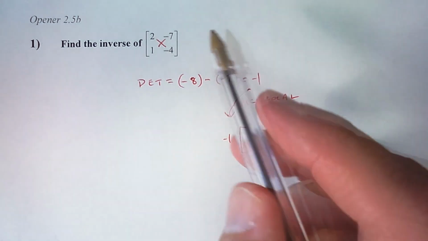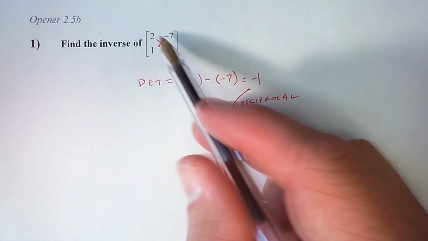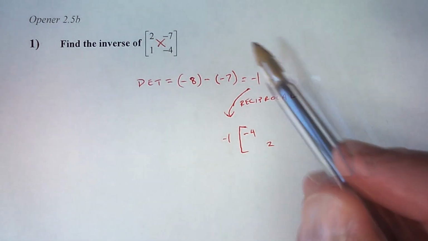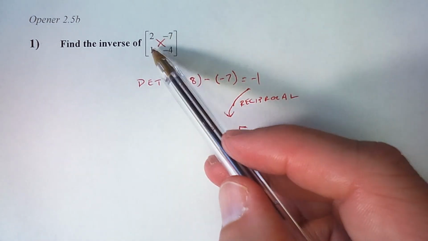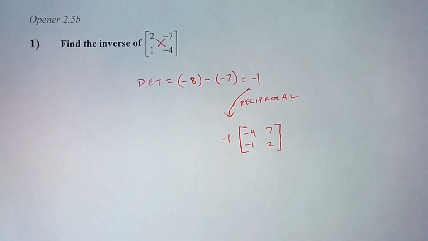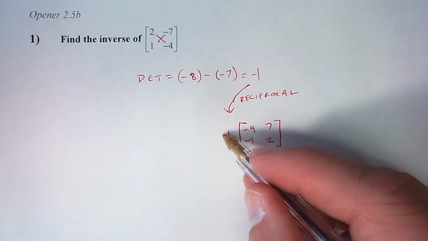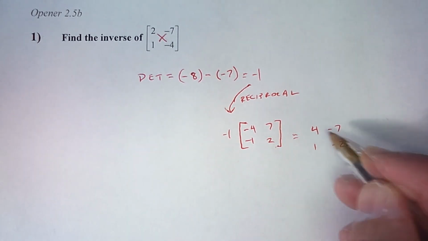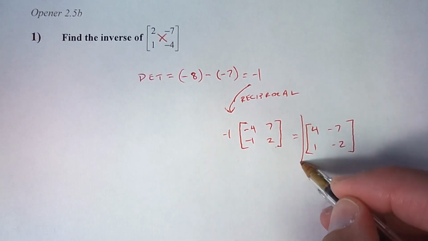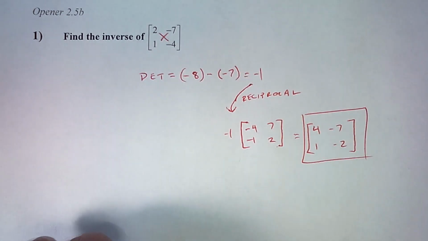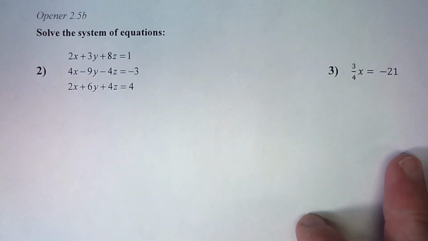When I bring this matrix down, in order to find the inverse, I'm going to switch the elements of the main diagonal, so they trade places. And I'm going to negate the elements of the secondary diagonal, so they change signs. Then I will multiply by that scale factor, and I get 4, -7, 1, -2, and this is the inverse of the original matrix.